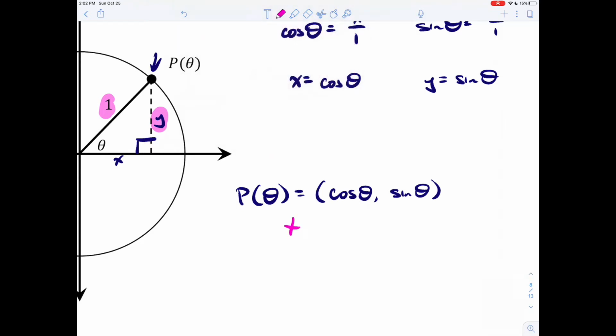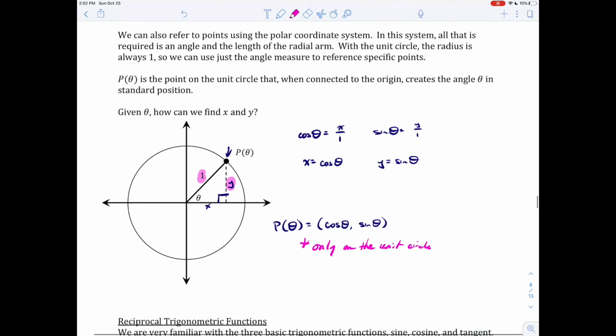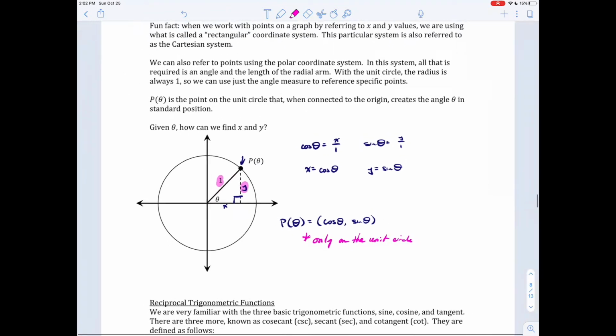And very critical, this is only on the unit circle. So if you've got some point like (2, 7), and you're wondering, hey, what's theta based on that? No, cos theta is not 2, sine theta is not 7, because that point is not on the unit circle. And there's a whole host of reasons why that can't be in that case. So this is only on the unit circle. Key point. So that's that initial business.